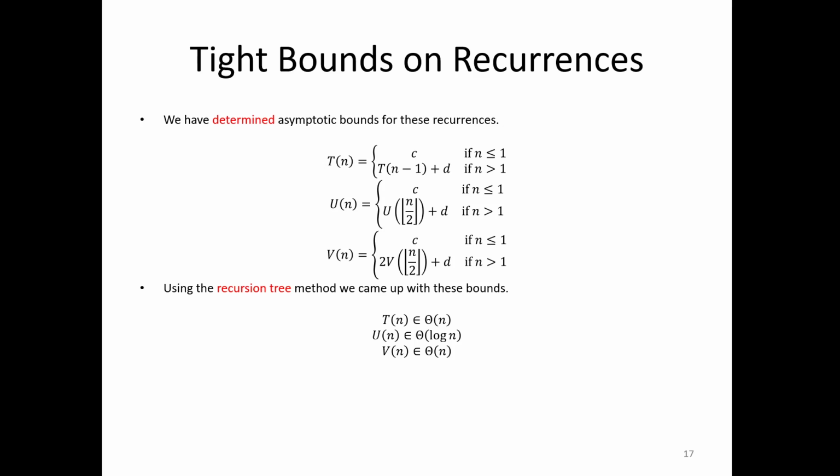The first and the third relation here, we came up with linear time guesses for the algorithms, big theta of n. And then for the middle algorithm, which was our binary search algorithm, we came up with the guess of log n. We used the recursion tree method to come up with these guesses.